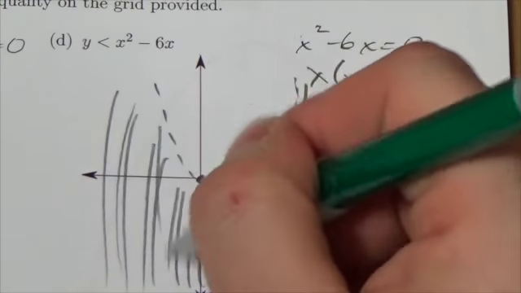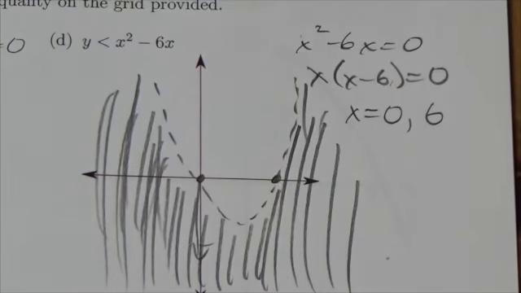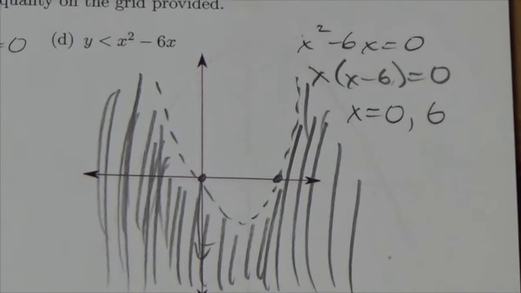So everywhere I shade below the graph, this tells me what region I'm shading in. So it's going to be below the dotted line. It looks something like that. Now it looks terrible, but you get the idea of where I'm shading.